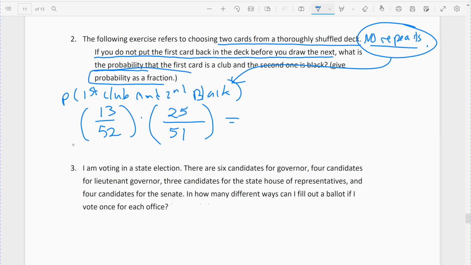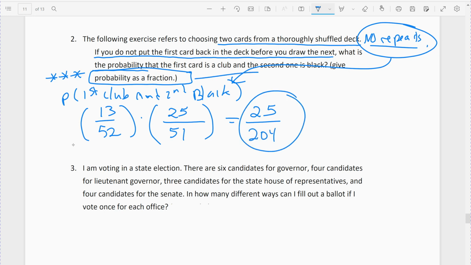Then leave the probability as a fraction. When they ask you to do this in WebAssign, you leave it as the reduced fraction. Every single scientific calculator out there has a fraction key. So you just multiply it out and then hit your fraction key. It will give you the reduced fraction. In this case, the reduced fraction is 25 out of 204. That would be the answer you would give in WebAssign.